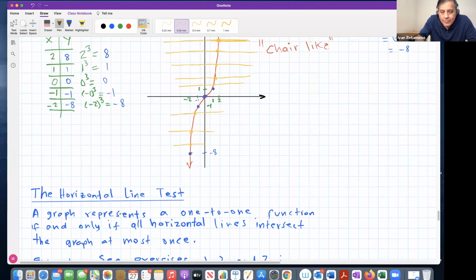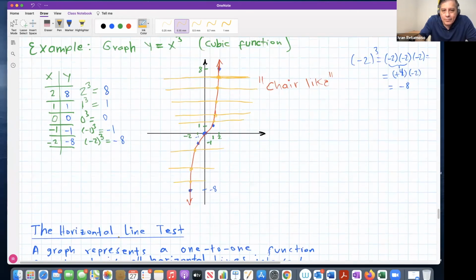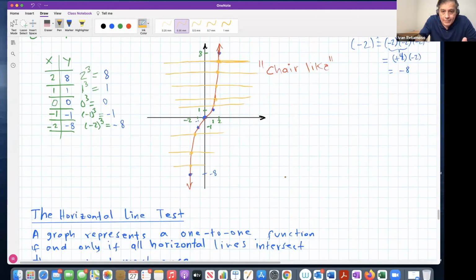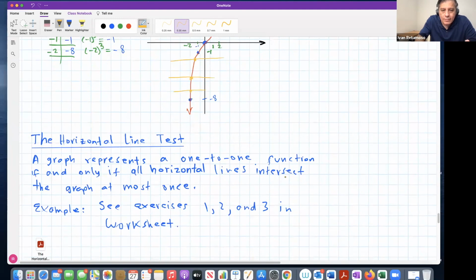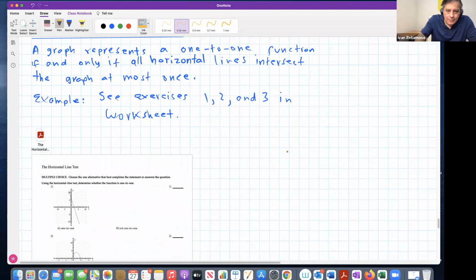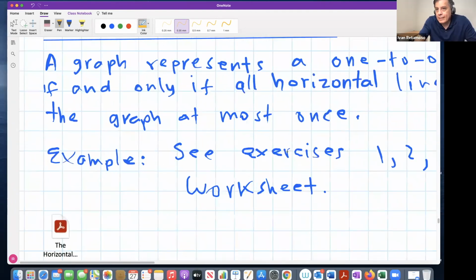Okay, so this test serves to identify if a function is one-to-one. The vertical line test serves to identify if the graph is a function, but this goes farther. Once you know that it's a function, if you want to know whether it is a special function, a one-to-one function, you draw horizontal lines. And if they meet the graph only once, then yes, it is a one-to-one function. Otherwise, no. In order for you to practice, guys, I have these worksheets, where we're going to go over all of these.